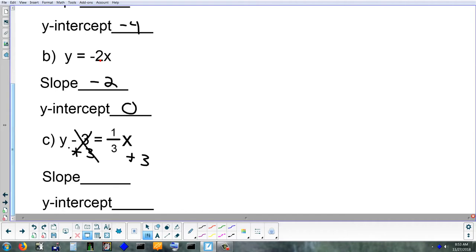What's on the left-hand side now? Just the y. Right? Y equals. Now, what's on the right-hand side that we didn't move? That just stayed right where it was. The 1 third x. What else is over there with it now, though? Plus 3. Plus 3.